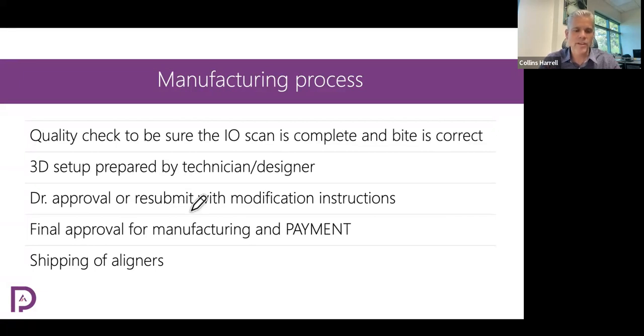And when we're happy with it, when we have made any changes or modifications that we want to, then we're going to approve the setup, after we've submitted any modifications. Once we've approved the setup, that's when we get charged and make payment, and that's when the manufacturing starts. After the manufacturing starts, the aligners will be shipped out.